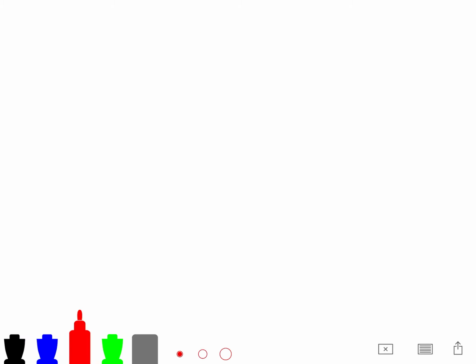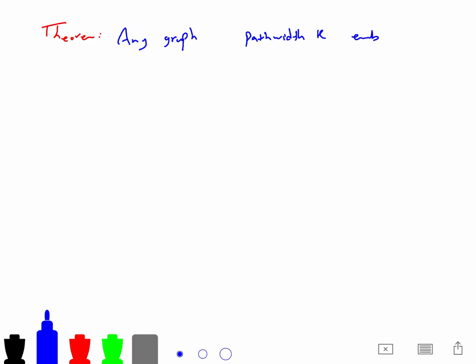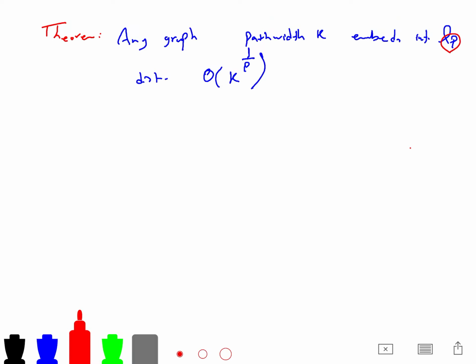And so let's see, there is a theorem that says any graph with path width k embeds into L_p with distortion of order k to the 1 over p, where p is the L_p. So it embeds a vertex relative to geodesic paths using two dimensions.